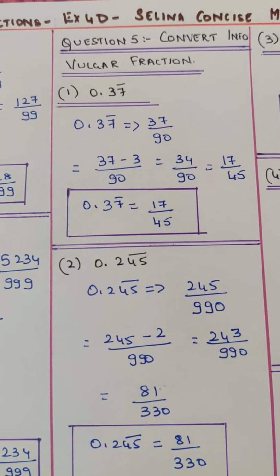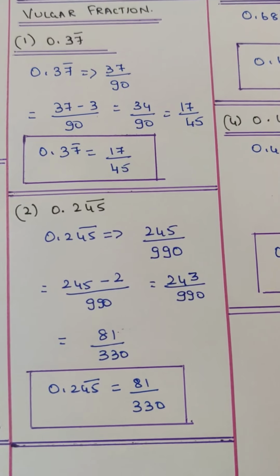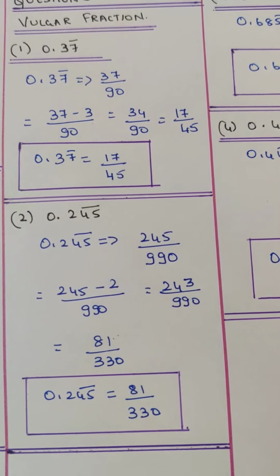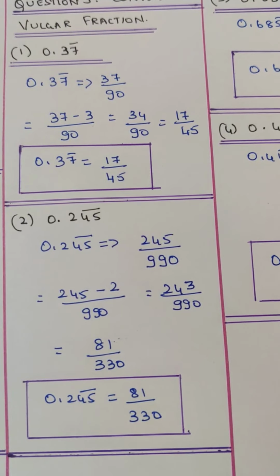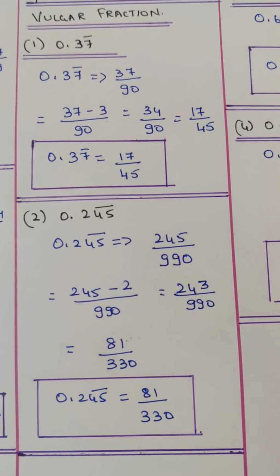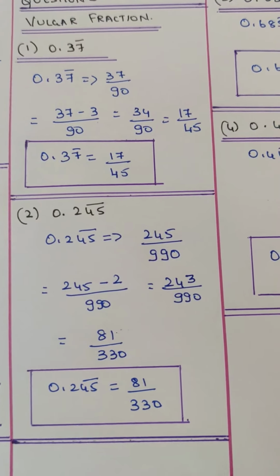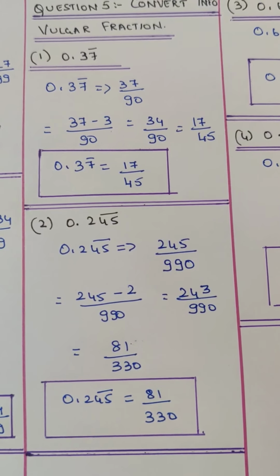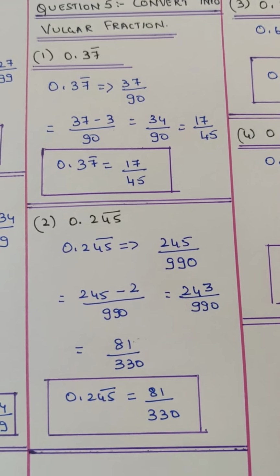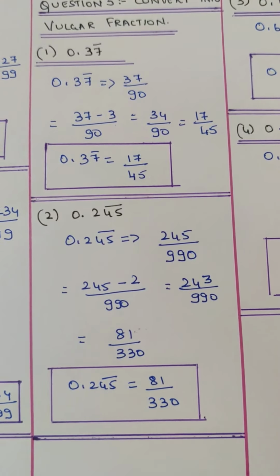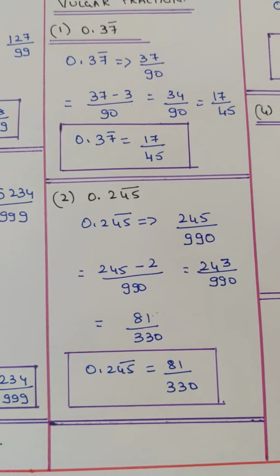Next one, 0.245. That is nothing but 245 by 990. Right? Yes. So it becomes 245 minus 2 by 990. That is nothing but 243 by 990. That is nothing but 81 by 330. Therefore, 0.245 with the bar becomes 81 by 330.